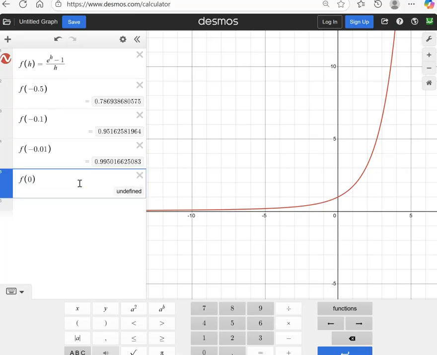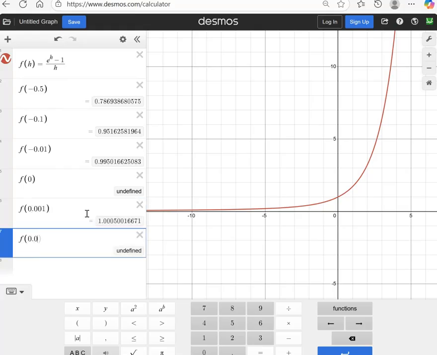And here, if we want, we can even check f of 0, but it is in fact undefined because we end up dividing by 0. On the other side, I just chose to use the positive versions of those same numbers. Oh, except I think I went a little further this time. There we go.